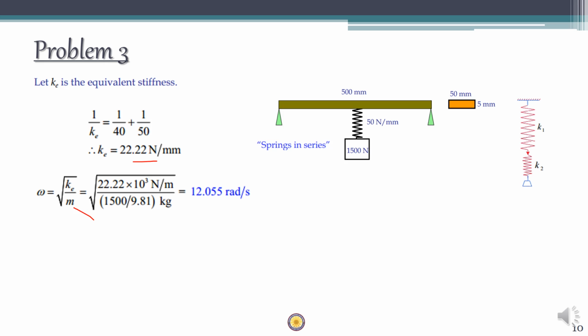So that's it. You can find more problems for practice. However, the concepts are more or less the same, so you can practice more problems.